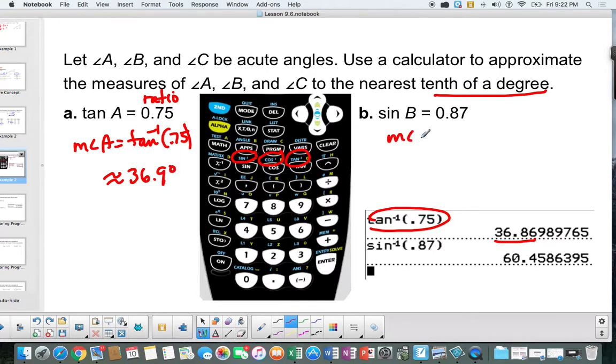Now, the measure of angle B will be equal to sine inverse of the ratio, and this is the way you enter it in the calculator, and the calculator will give you the angle, and that angle will be 60.5 degrees.